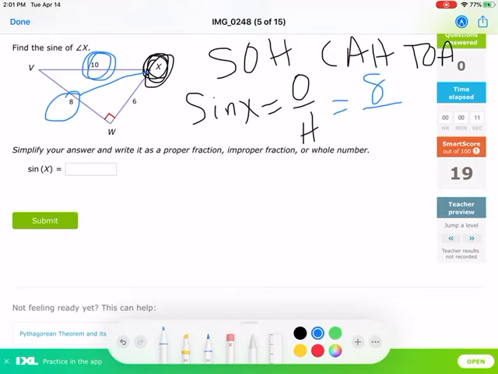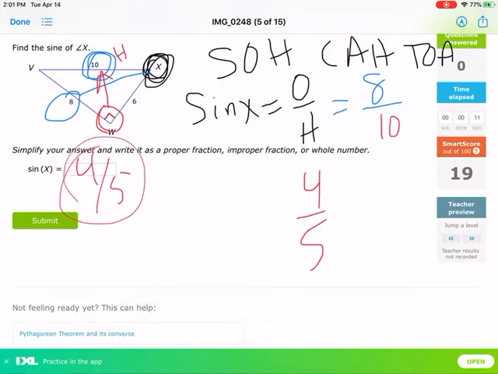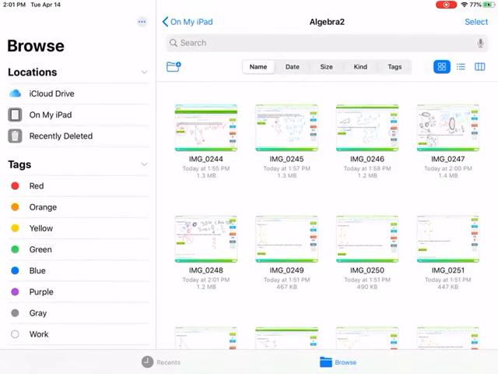How do you know that's the hypotenuse? Because it's always going to be across from the 90-degree angle. That is always going to be your hypotenuse. So 10. Obviously, that one reduces, so we can divide both of those by 2. We get 4/5. So the sine of x is 4/5. Cool. Let's see what our next smart score is.